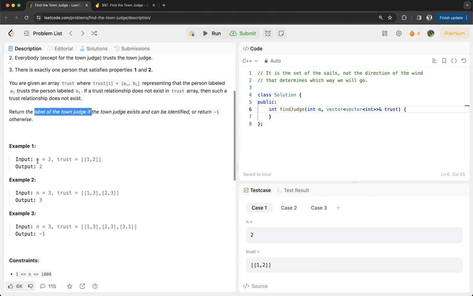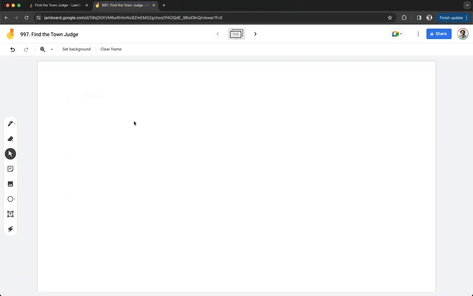Let's look at the example. So for the first one, we have 2 nodes, 2 people, and the only edge we have is from 1 to 2. So let's go and see. So we have 1, 2. That's it. So here 2 is the judge, because everyone else has an edge to 2. Everyone else is trusting 2, and 2 is trusting nobody. So 2 is the judge.